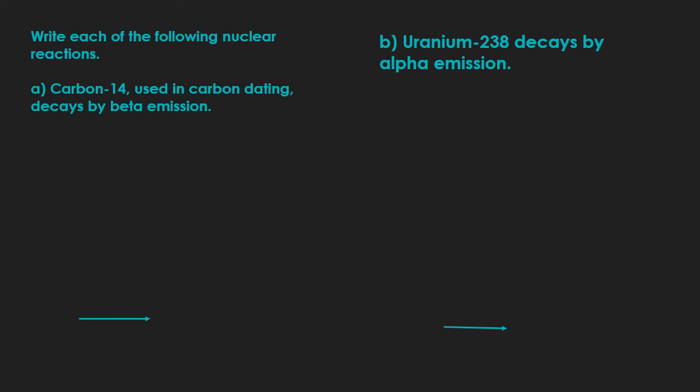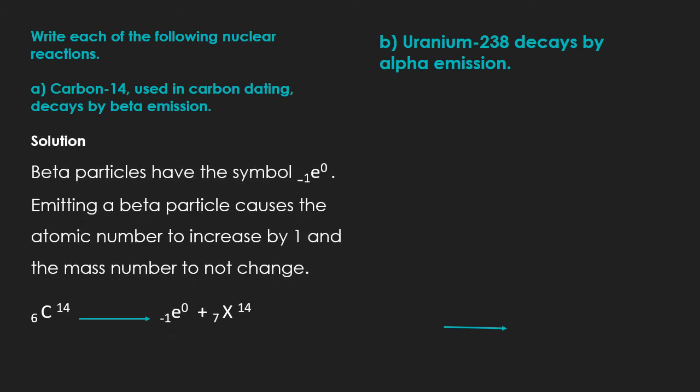Second question, write each of the following nuclear reactions. Carbon 14 used in carbon dating decays by beta emission. So we have carbon 14. Beta particles have the symbol e, with -1 atomic number and 0 mass number. Emitting a beta particle causes the atomic number to increase by 1 and the mass number does not change. So carbon 14 with atomic number 6 will release beta, so the new atom will be X, 7, 14. Atomic number will increase by 1 and mass number does not change.